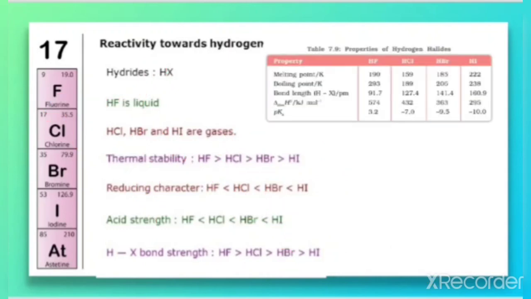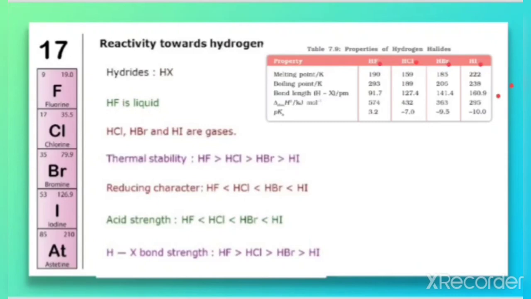When you compare the melting point, boiling point and bond length, the values are given here. You can say that the melting point is increasing down the group with the increase in atomic number. The boiling point, you can also see the values here, and the bond length is clearly increasing from top to bottom. So the bond dissociation enthalpy decreases.